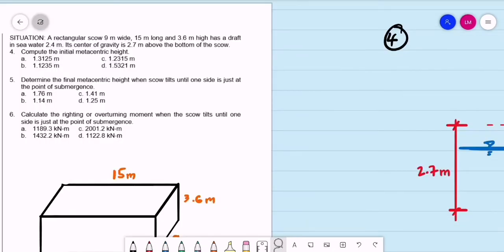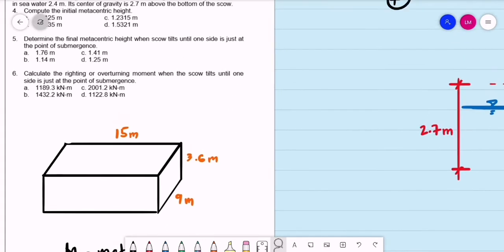Okay, so dito tayo sa problem 4 to 6. Ito yung topic na stability of floating objects. A rectangular scow 9 meters wide and 15 meters long and 3.6 meters high has a draft in seawater of 2.4 meters. Its center of gravity is 2.7 meters above the bottom of the scow. So number 4, compute the initial metacentric height, determine the final metacentric height, calculate the righting or overturning moment.